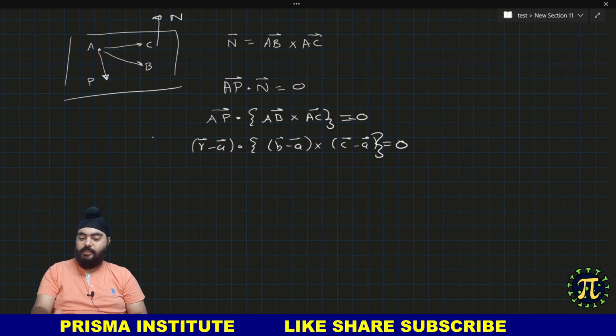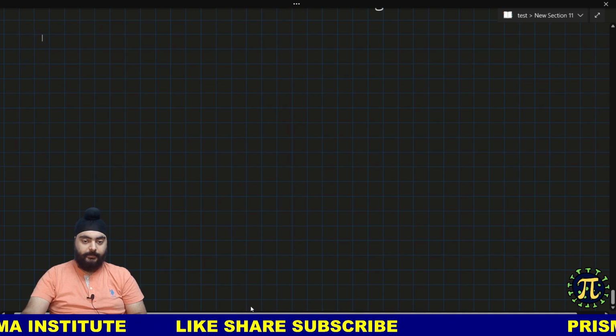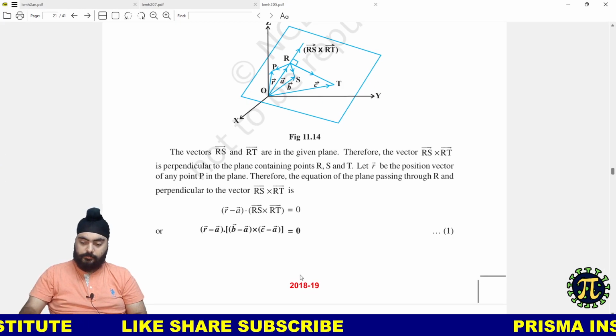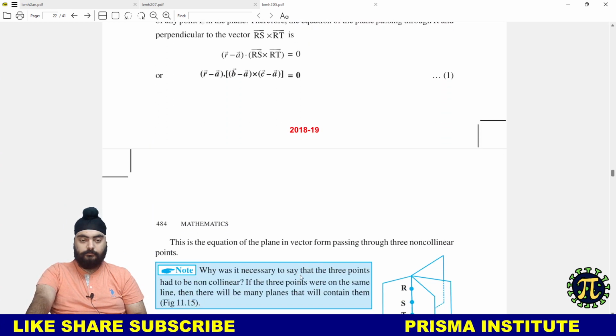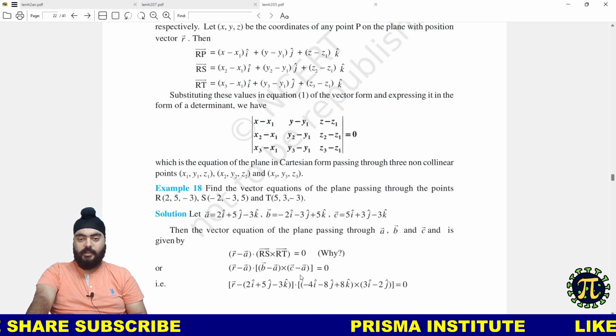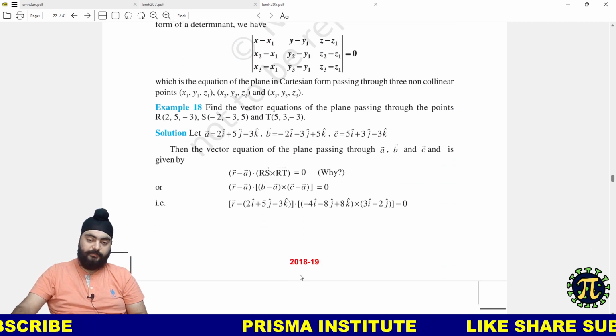So let's see a question based on this. ये रहा Cartesian form, it is same as the NCERT. Let's say example 18.